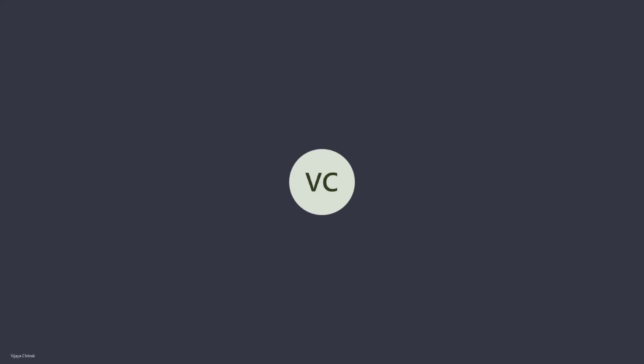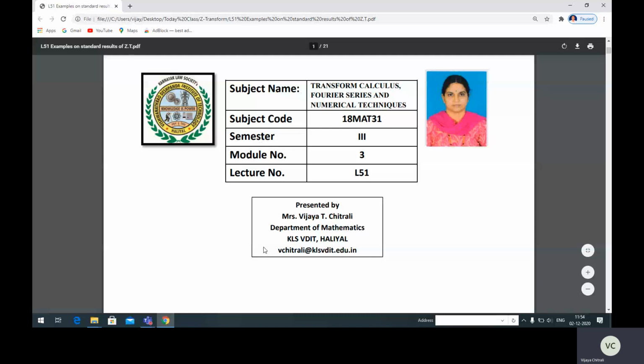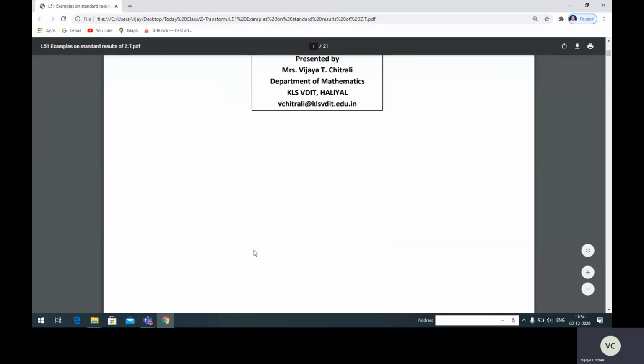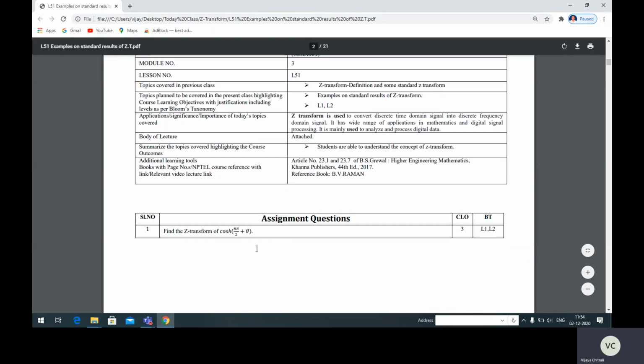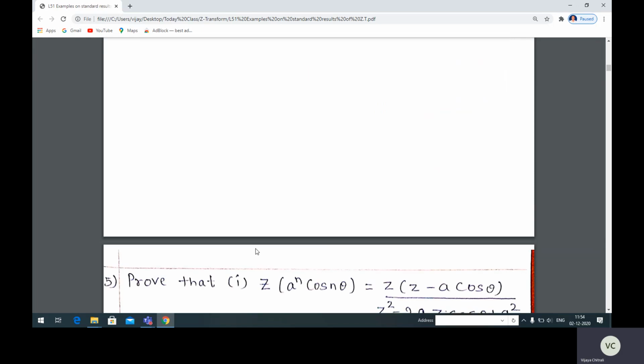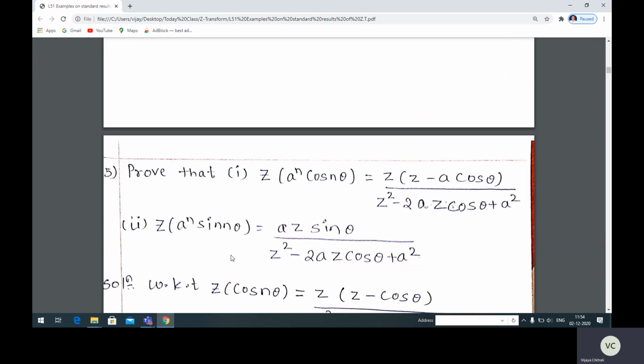In the previous class we discussed the Z transform definition and standard results on Z transform. So in today's class, examples on standard results on Z transform. First one, Z transform of a^n cos n theta is equal to (Z minus a cos theta) divided by (Z square minus 2aZ cos theta plus a square). Second one, Z transform of a^n sin n theta is equal to a Z sin theta by (Z square minus 2aZ cos theta plus a square).